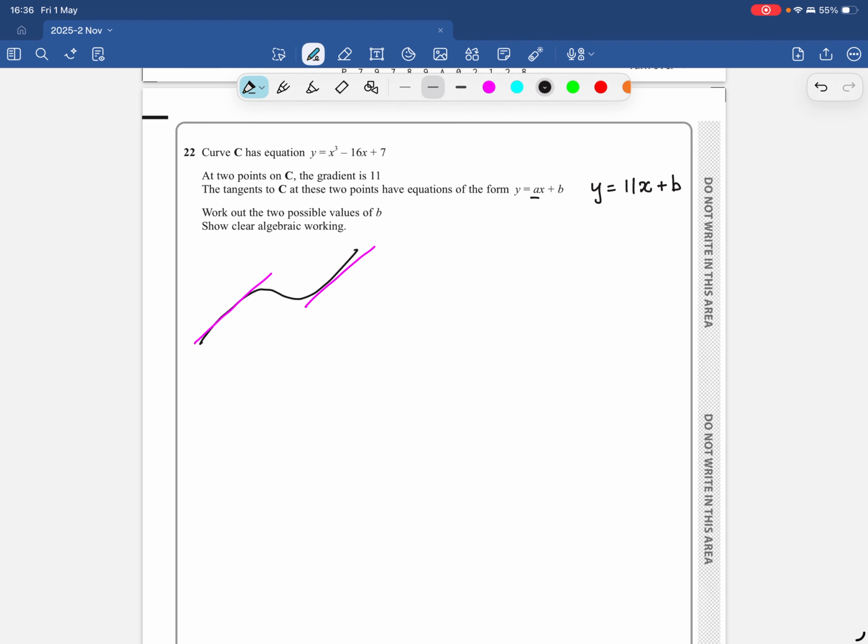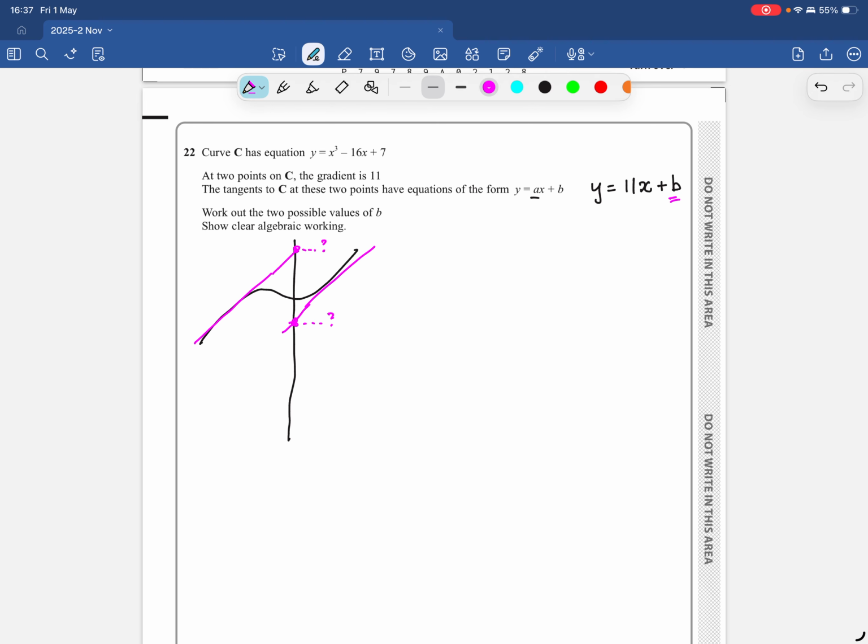So what's going on here is we've got, let's say, some notional y-axis here. These pink lines cut the y-axis at these b's here, because this is the y-intercept. And we want to know what these possible values of b are, which means we want to find the y values here, here, and here.